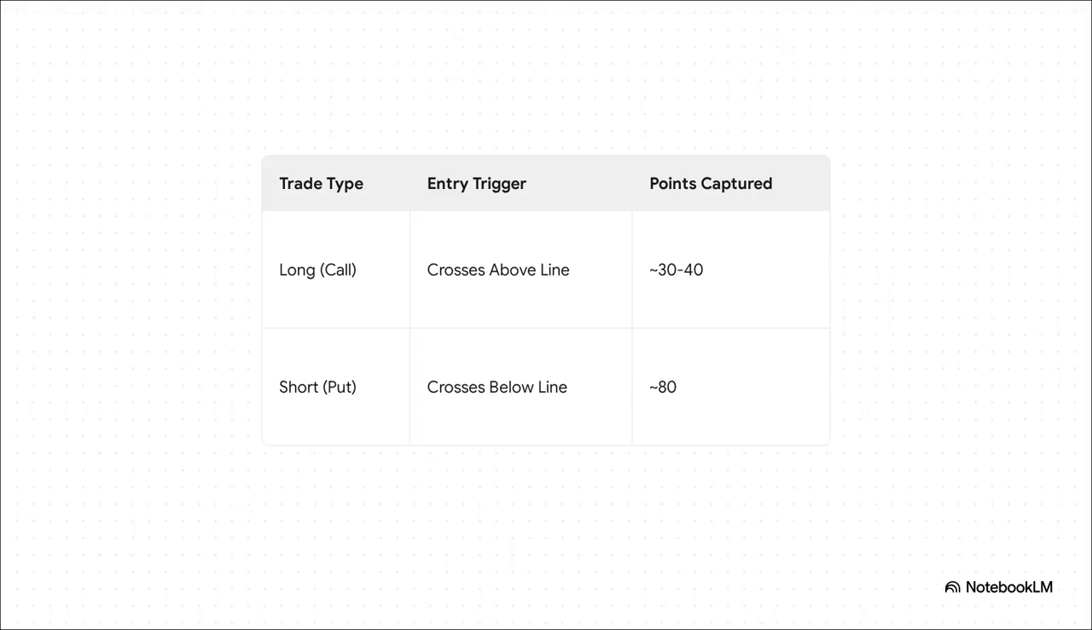And just look at how effective these simple rules could be. On this one day, the strategy gave a long signal that could have captured a 30 to 40 point move. Then later on, when the trend reversed, it signaled a short trade that could have brought in around 80 points. 2 super clear signals, 0 clutter.